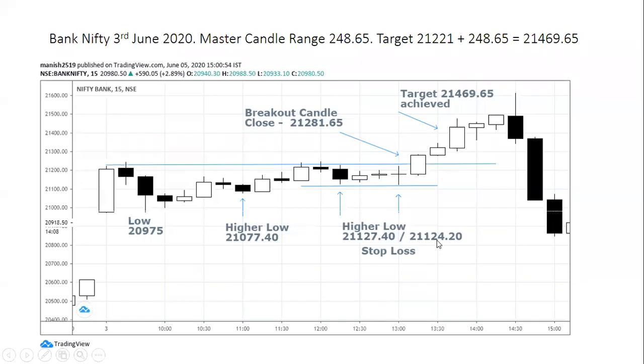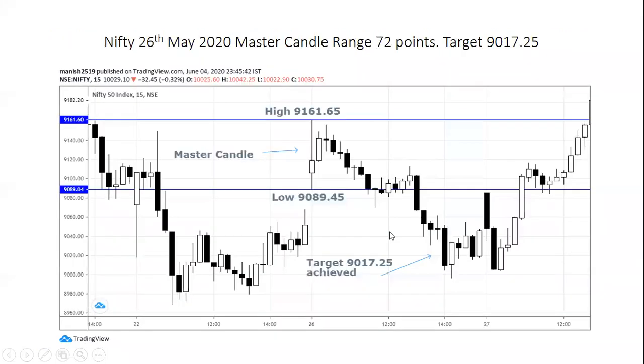So guys, point to note down here is when you are going for a long trade, your stop loss can be higher low. See, this was the initial low. This became higher low. Now this is the new higher low. So this is entry 21,281. This is stop loss 21,124. And this is target 21,469. So this is your complete setup to trade in index. Please remember, for all long trades, you can follow higher low as your stop loss.